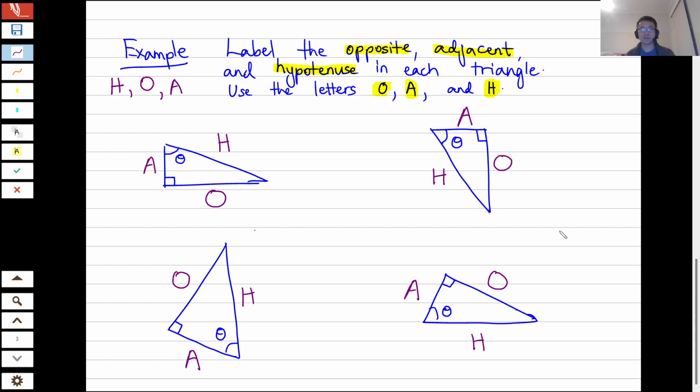All right, that is your introduction to trigonometry. This is the key skill: labeling the sides of a right-angled triangle as opposite, adjacent, and hypotenuse, depending on where I choose my reference angle, theta. In the next video, we will use these definitions of O, A, and H to calculate sides in a triangle. See you then.